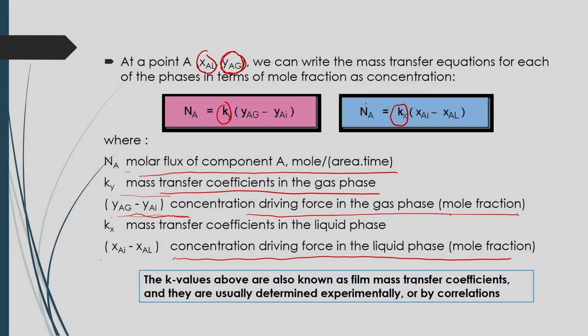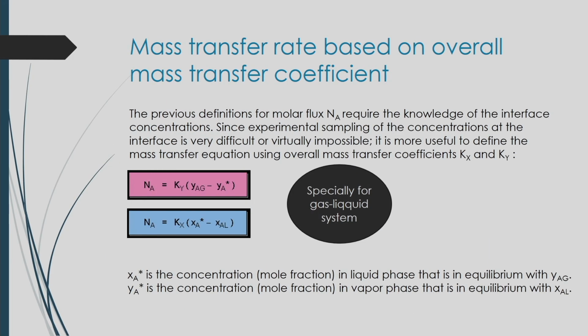Now these K values above are also known as film mass transfer coefficients, and they are usually determined experimentally or by some correlations. Now, for the mass transfer rate based on the overall mass transfer coefficient, the concentration difference to be considered is from the gaseous phase to the liquid phase. In that case the overall mass transfer coefficient will be there, and the rate of mass transfer is defined as Ky times (Yag minus Ya star).